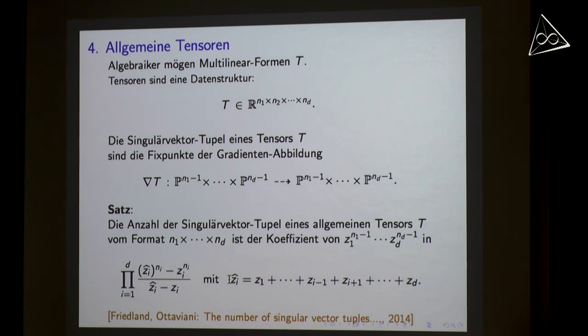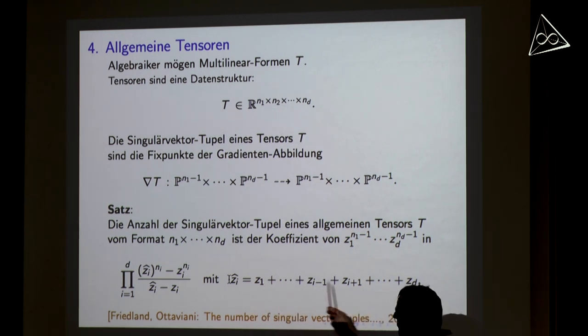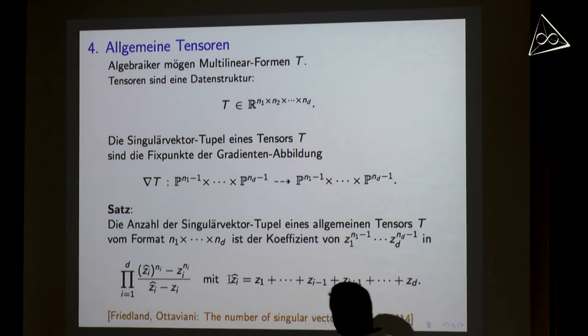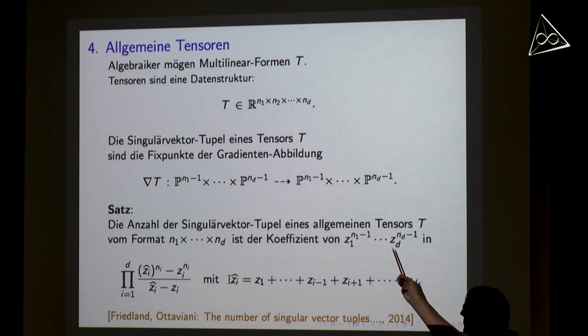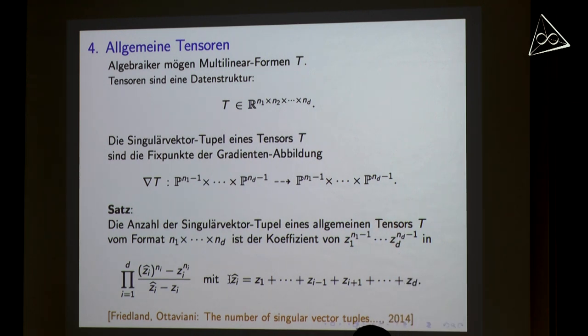So here's a theorem that was proved by Friedland and Ottaviani in 2014, who counted the number of singular vector tuples of a general tensor. So suppose you have a general tensor T of format n1 by n2 by ... by nd, then the number of fixed points of this map, the number of singular vector tuples, is given by a generating function in d formal variables. So the formal variables are z1 through zd. I'm going to write zi hat for the sum of everybody except for the ith. And then I write down this polynomial. So I take zi hat to the ni minus zi to the ni, divide by the difference, and I multiply them up. Now this is a big polynomial, and this big polynomial has a very, very special monomial, namely the monomial z1 to the n1 minus 1 up to zd to the nd minus 1. So this monomial codifies the dimensions that you see in the projective space, and that coefficient is the number of singular vector tuples.